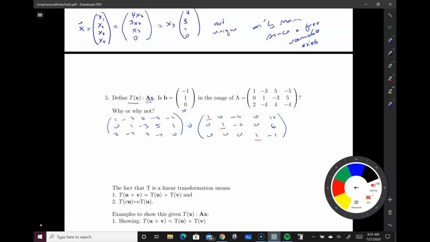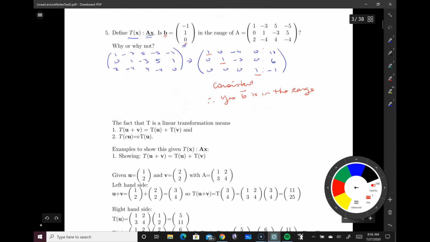Okay, so now let's look at the question. Is B in the range? Is it asking me for the exact solution? It's not. It's not asking me for what the X is that goes to this vector. I can see by looking at this by the pivots, and this is an augmented matrix, right? So this is an equal sign where I've drawn the dotted lines. I can see that this is consistent. So therefore, yes, B is in the range. I can get to the vector B from vectors X in the domain. Infinitely many, because I can see there's going to be a free variable.